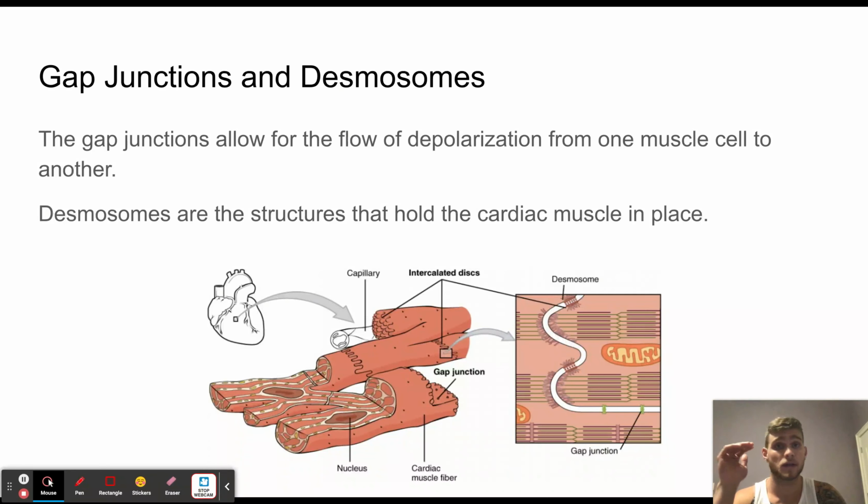So this allows the electric signals to send from one muscle fiber to another to allow the heart to work as one whole muscle instead of 1,000 different muscle fibers. The desmosomes are the structures that hold the cardiac muscle in place. Here's two examples. This is the gap junction. This is the desmosomes that are holding this cardiac muscle in place. This just prevents it from ripping apart as the heart is actually contracting.